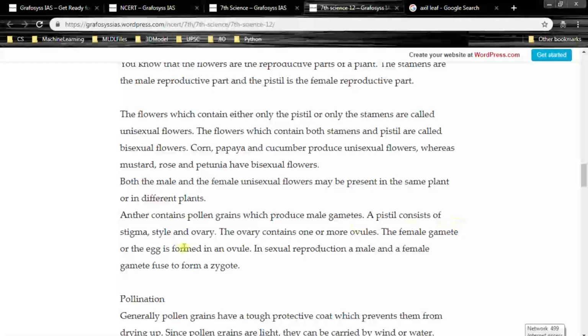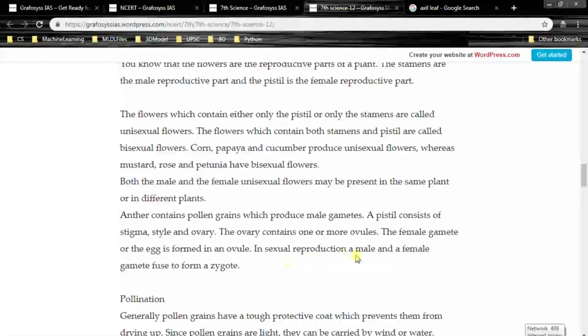A pistil consists of stigma, style and ovary. Right, a pistil consists of stigma, style and ovary. The ovary contains one or more ovules. So within the pistil, stigma, style and ovary, and the ovary contains ovules. The female gamete or the egg is formed in an ovule. So remember this.